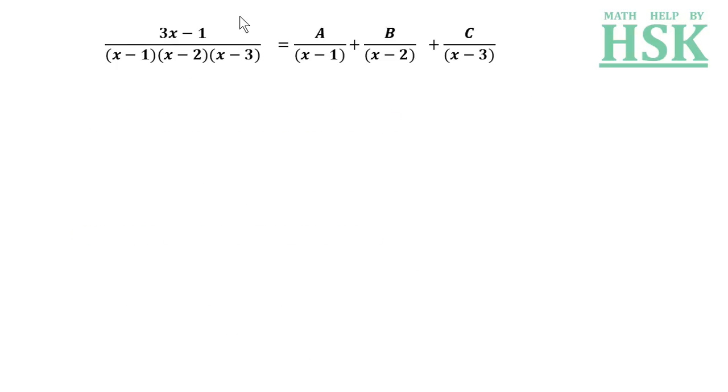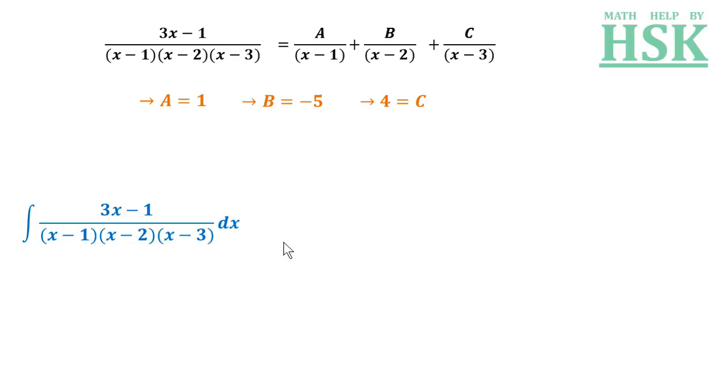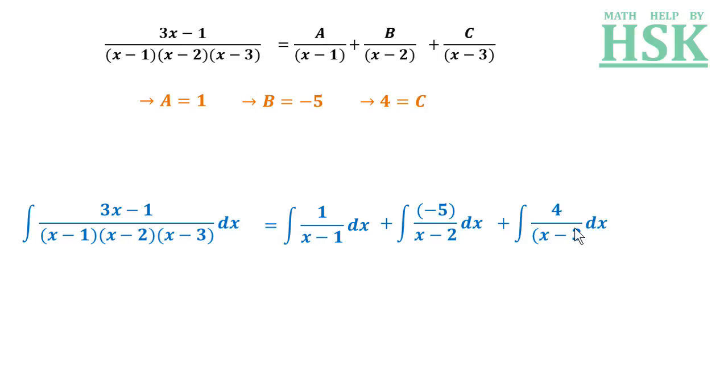So we had to resolve this fraction into partial fractions, so we have calculated the values of a, b and c. Therefore, we can write the given integral as equal to the integration of 1 upon x minus 1 with respect to x, placing a equal to 1. This will be minus 5 upon x minus 2 dx, placing b equal to minus 5, and this will be plus 4 upon x minus 3, placing c equal to 4. Now we have to integrate these three terms.